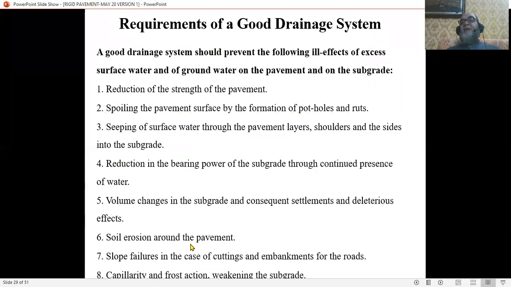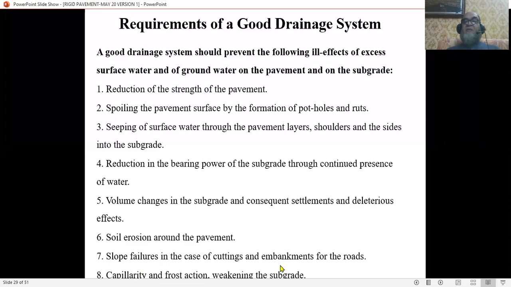The embankments get broken, and once the embankment sides are broken, the pavement will lose its support, and naturally it will subside. There will be no pavement. You must have heard of pavements being washed away in floods. This is what would happen if you don't have a proper highway drainage system.